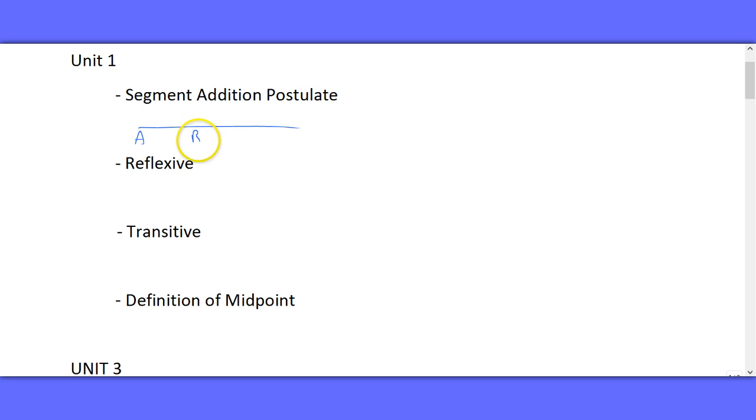If we have 3 points that are collinear and point B is between points A and C, then using the segment addition postulate, we could say the length of AB plus the length of BC is equal to the length of segment AC. Next, using the reflexive, we can make a statement such as AB equals AB, or measure of angle 1 equals measure of angle 1.